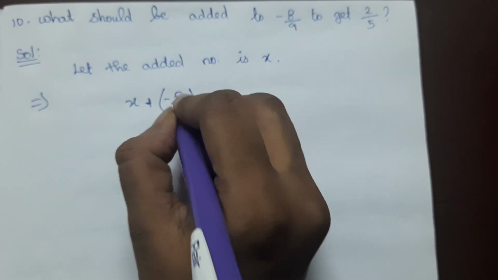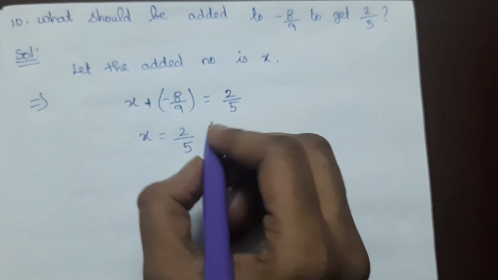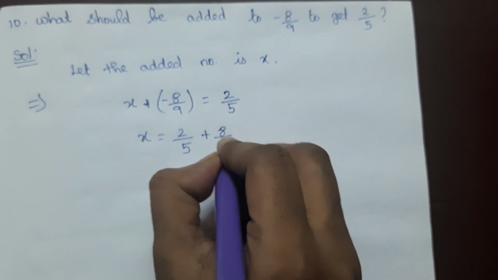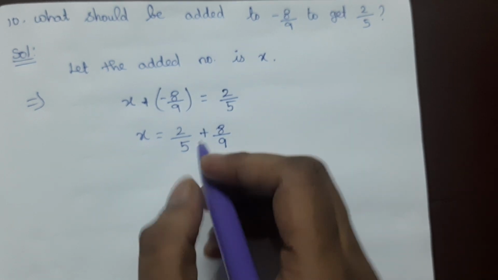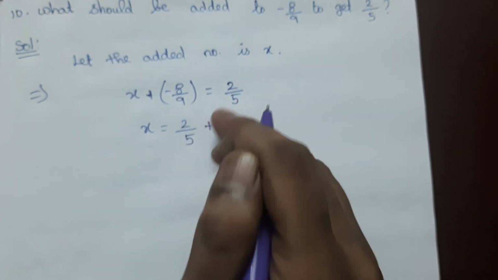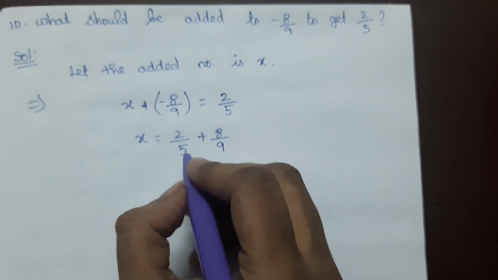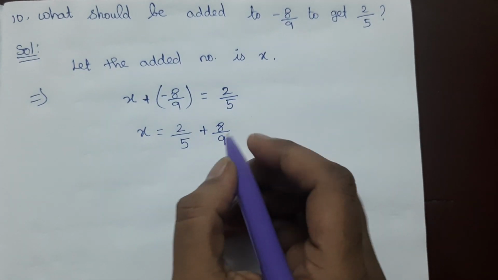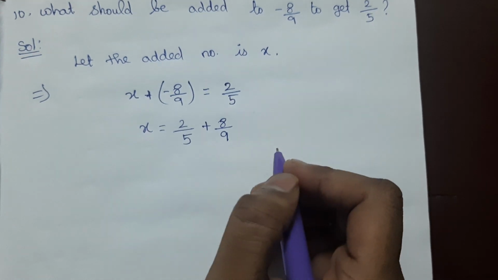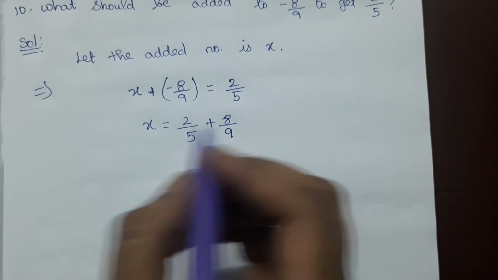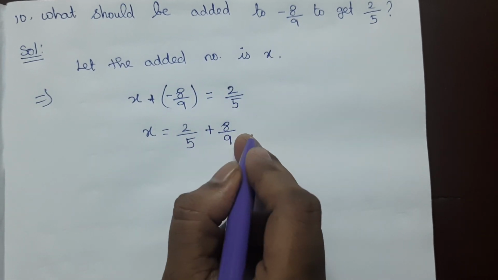Here we have minus 8 by 9, it goes to that side means plus 8 by 9. Now we have to find 2 by 5 plus 8 by 9. Now look at the denominators. Do you have a same denominator? No, we have different denominators. If we have different denominators, we have to take LCM.